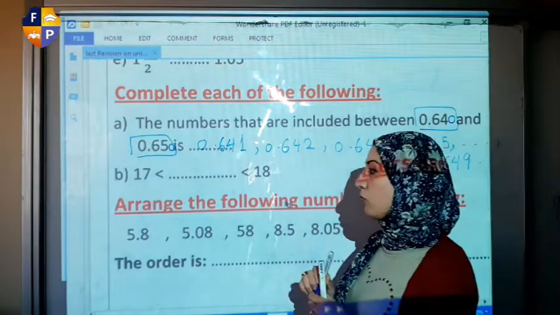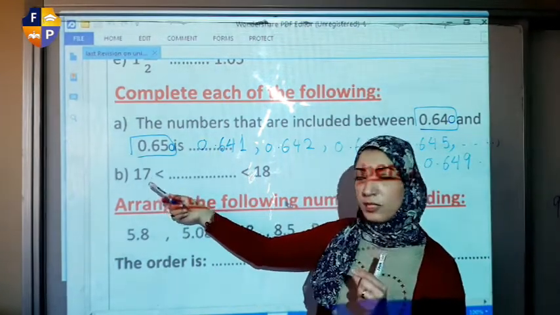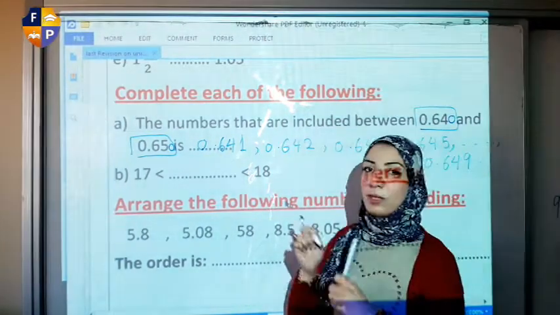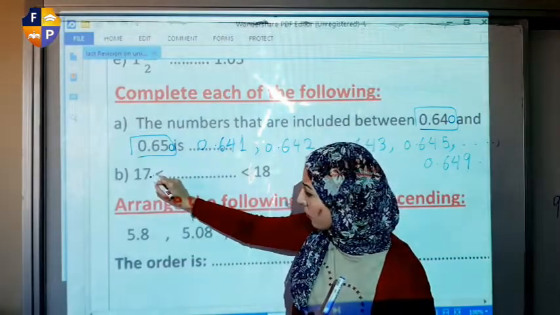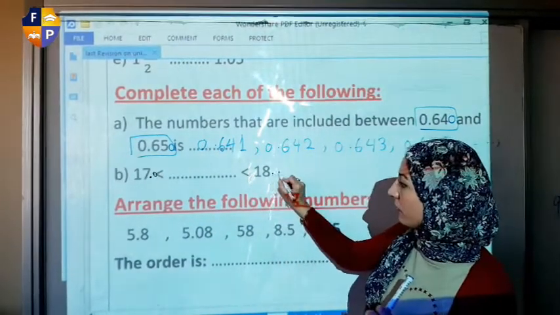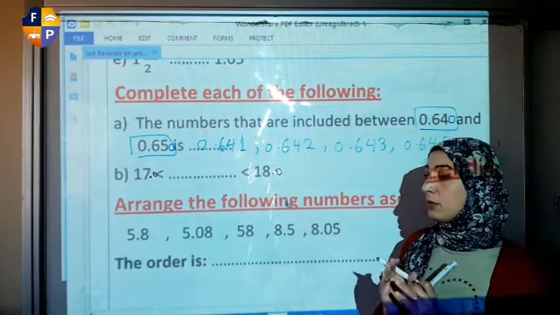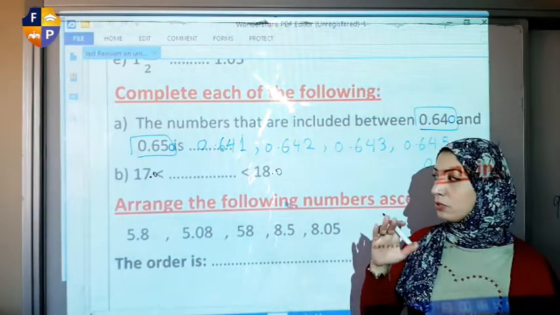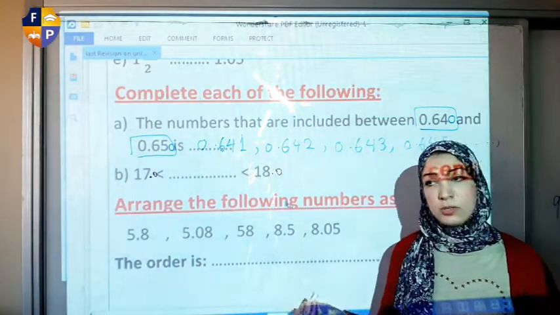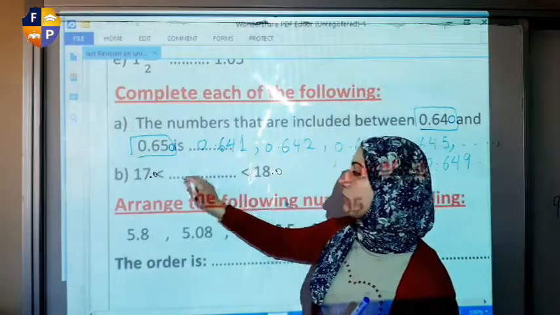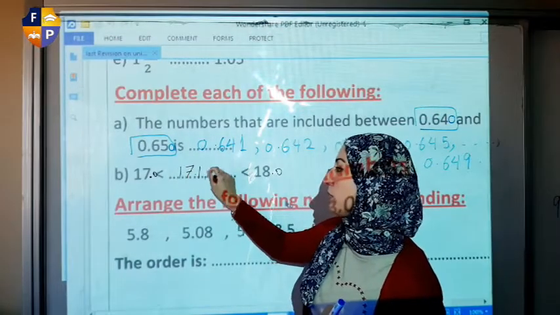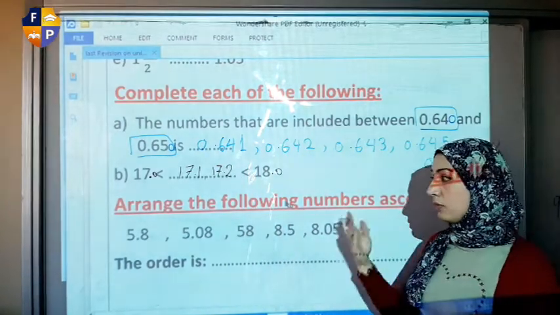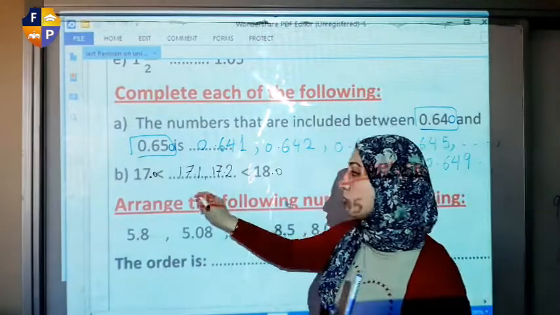Next one. Here we want to find the numbers which are between 17 and 18. First, here we have to add decimal point. So here we have to put decimal point 0 and decimal point 0. So here we have the first number is 17.0 and the second number 18.0. So what are the numbers that are included between 17.0 and 18.0? You can say 17.1, 17.2. You can choose any number between 17.0 and 18.0. You can choose 17.5.